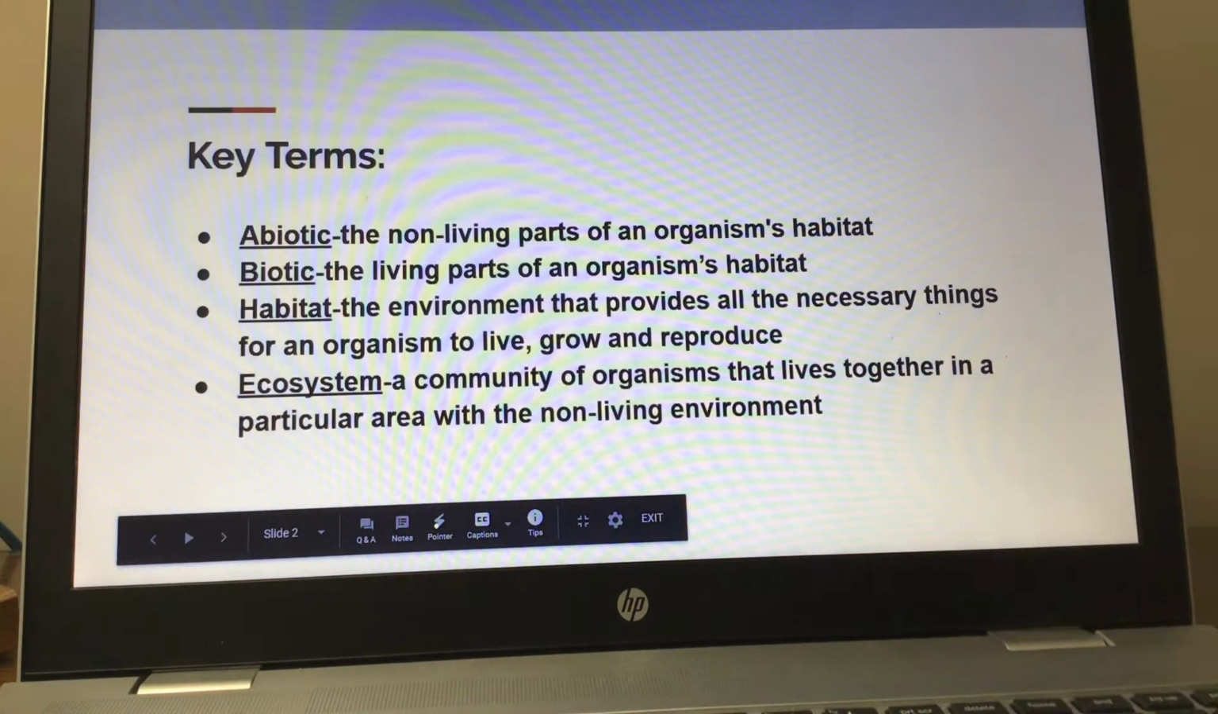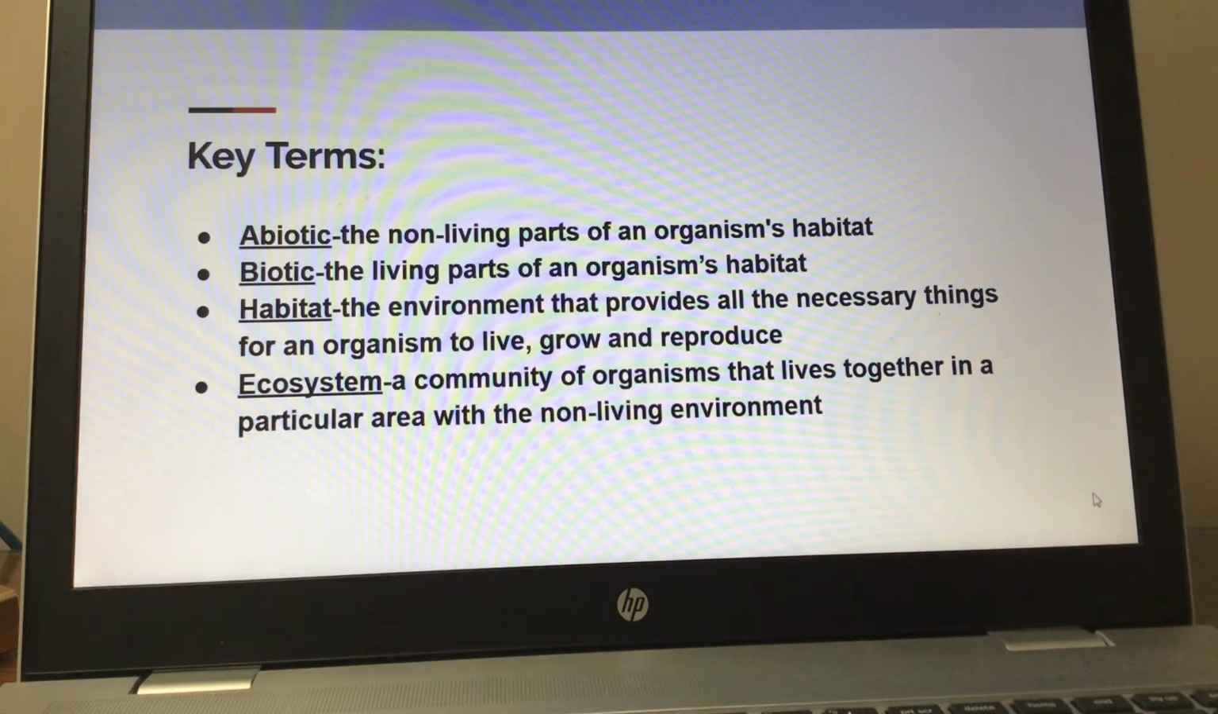First, these are some terms I know that you know, but we're going to go through them again. A means without, bio means life. So abiotic is all the non-living parts of an organism's habitat, and biotic is all of the living parts of an organism's habitat. Habitat itself is the environment that the organism lives, grows, and reproduces in. And it has to have all the necessities for that to happen.